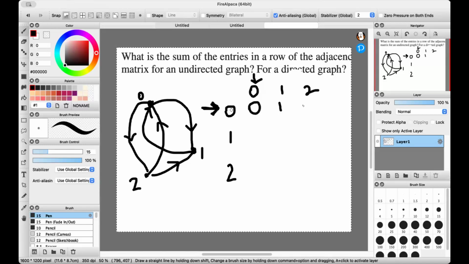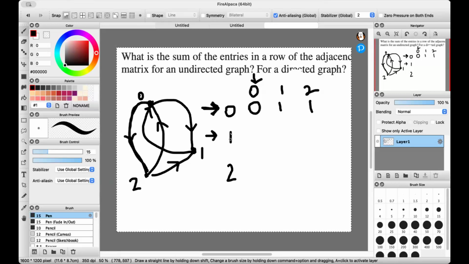And how many are going from 0 to 2 here? We're only counting this edge because this is the edge where 0 is the initial and 2 is the terminal. So that's 1. If you have a multi-graph, a directed graph, you might have multiple edges that go from one vertex to another. So let's go to the next row.